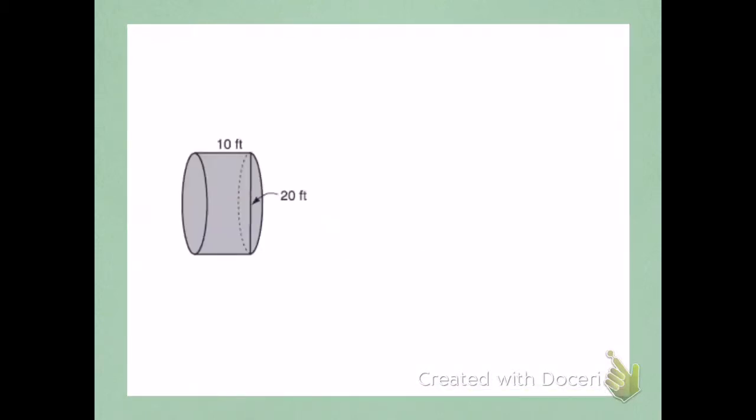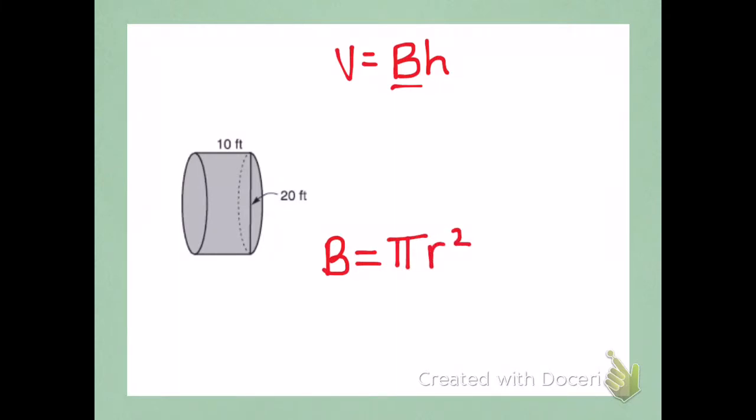All right, this one wants to find the volume of a cylinder. Now remember, to find the volume of a cylinder, you've got to use the volume formula. V equals the area of the base times the height. And in order to substitute in for your area of your base, you need to find the area of the base. So the area of the base equals pi r squared because it is a circle. And r stands for radius.